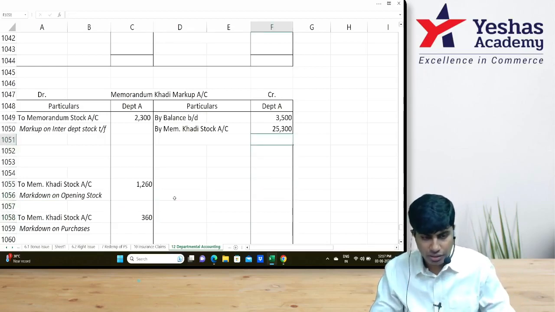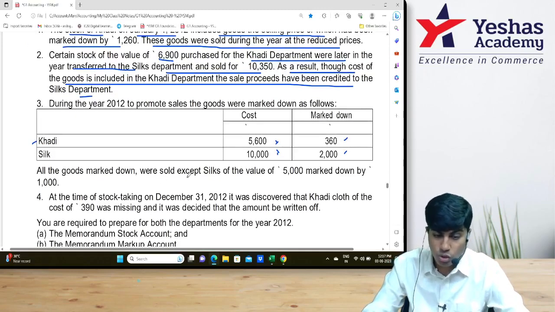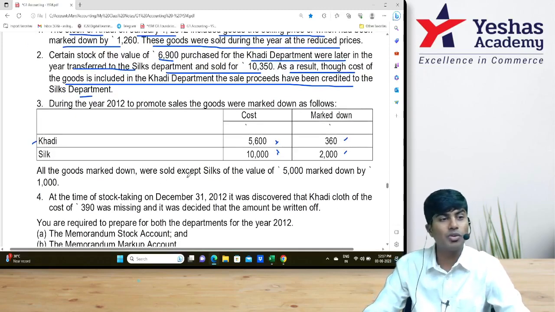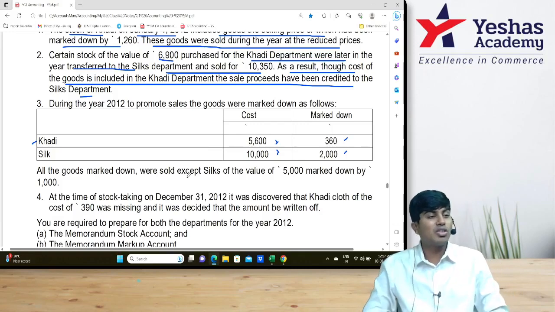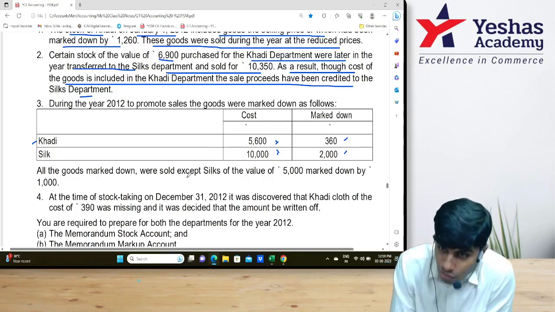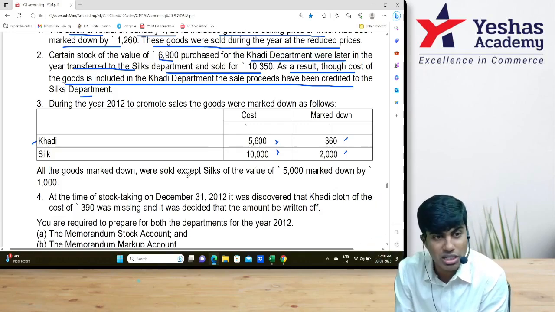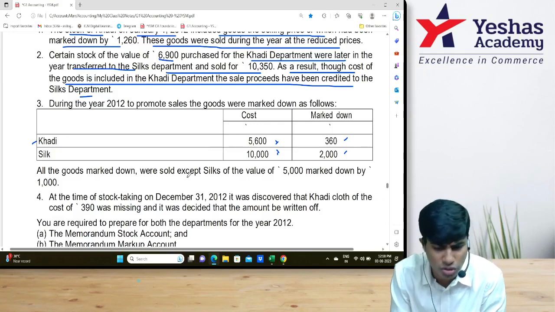What's after that? Let me ask, what does it say? All the goods marked down were sold. If they were not sold, then it would be part of closing stock. On the closing stock also, we were supposed to do markdown. But they've told us all the stock which is marked down is sold. They gave a discount, so it got sold.